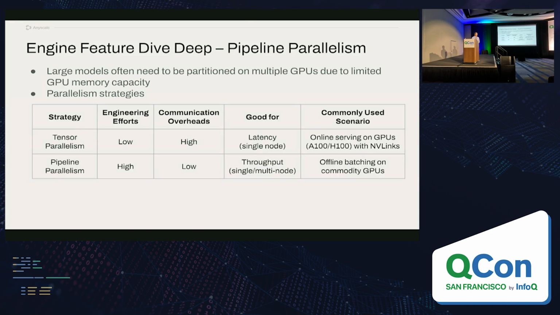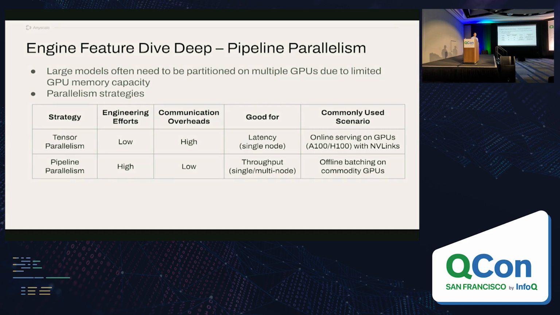Last but not least, the last feature I want to introduce today is pipeline parallelism. Like I mentioned in the beginning, a large language model may not fit into a single GPU due to the number of its parameters. So usually we will need more than one GPU to host a single replica of the model. That means you have to parallelize the model execution in some way.